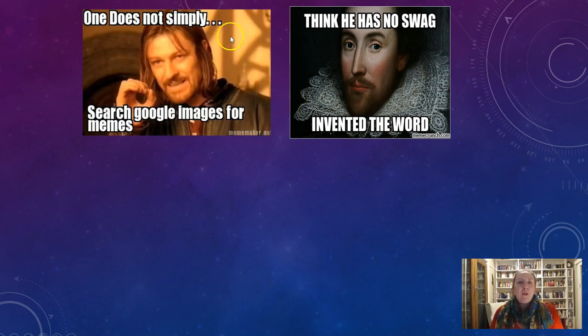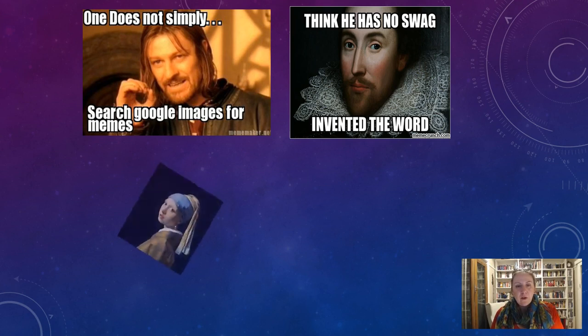Here's another one, okay, so these are really modern ways of using intertextuality. We've got Boromir from Lord of the Rings, and I think the original quote from the movie is, "One does not simply walk into Mordor." And in this instance, they've changed the text to say, "One does not simply search Google Images for memes." Well, actually they do, because that's what I've been doing pretty much all day today. But you can see it changes the meaning of the actual text. And again, it's supposed to be humorous by putting together an image from the film with text that someone else has written over the top to try and be funny.